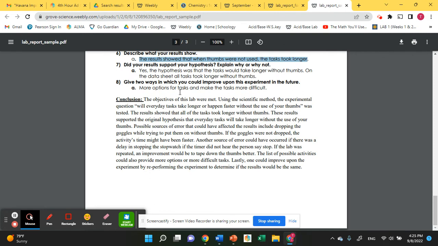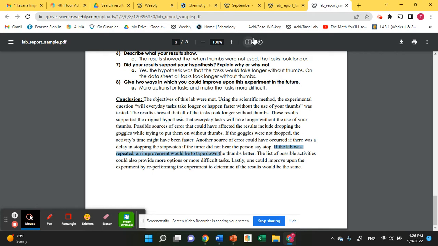So an example here for my conclusion is the objectives of this lab were met. I did go out and do what I said I was going to do. Using the scientific method, the experimental question, and I list the question, was tested. The results showed, so you're going to talk about what the results show, that all the tasks took longer without thumbs. These results supported my original hypothesis. So do they support what you thought was going to happen? If they didn't, you can talk about possible sources of error. So here, possible sources of error that could affect the results were. Then we can talk about if this lab was repeated, what's an improvement you could make?